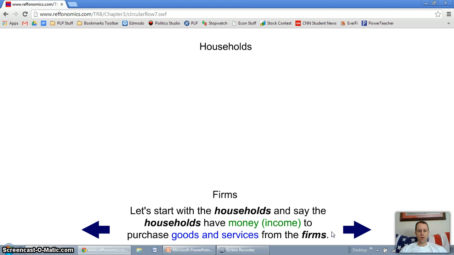Let's start with the households and say the households have money, the income they're earning from their work, to purchase goods and services from the firms. You guys, me, we are the households, all right? I earn money as a teacher. Your parents are earning money in their various jobs. They have money to spend. They need to purchase goods and services.